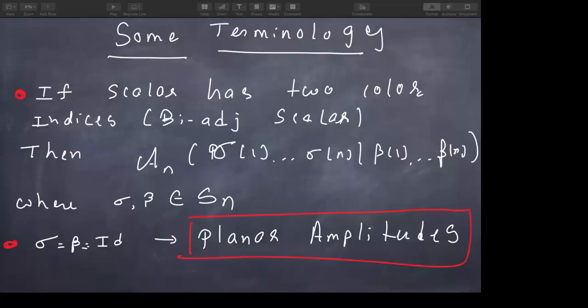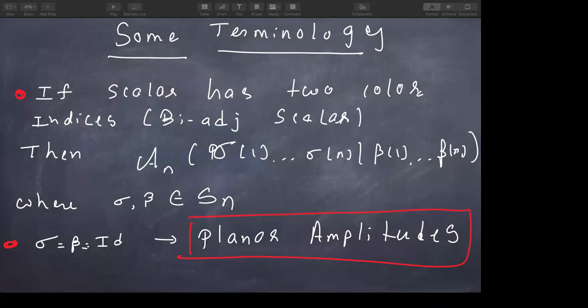So let me first now fix some terminology. We are going to assume that the scalars have color indices, and the class of theories which have been looked at mostly for various reasons are where scalars actually have 2 color indices, and these are called bi-adjoint scalars. Because they have 2 color indices, these amplitudes require 2 orderings in principle. So I indicate this ordering as sigma and beta, which are just permutations over the labels 1 to n. And for most of this talk, we will work with the ordering where both the color indices are in the standard canonical order, just say 1 to n, and we will refer to them as planar amplitudes.